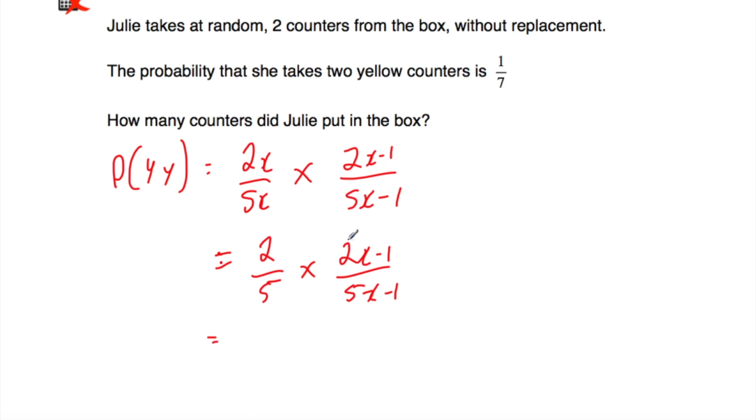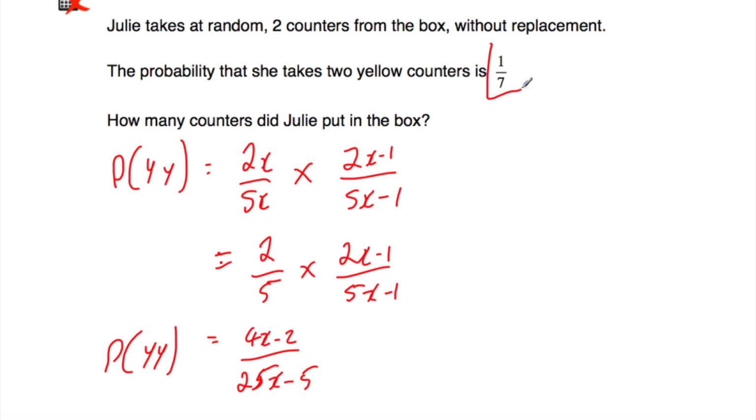Let's multiply the numerators and multiply the denominators. 2x minus 1 times 2 would be 4x minus 2. And in terms of the denominator, if we multiply 5x minus 1 by 5, we get 25x minus 5. So that's fantastic. We've now found the probability of getting 2 yellow counters from the box.